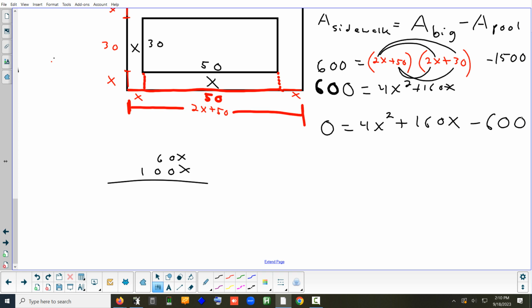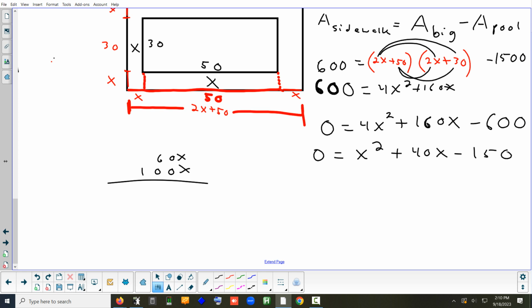And now technically you are ready to use the quadratic formula, but I would do something first to make all these numbers smaller. Does anyone see what we could divide them all by? 4. Yeah, you could divide them all by 4. Again, that's not necessary, but it does make the numbers smaller. It doesn't mess up the answer though. What's 160 divided by 4? 40. Yep.